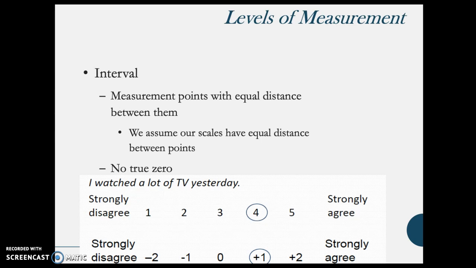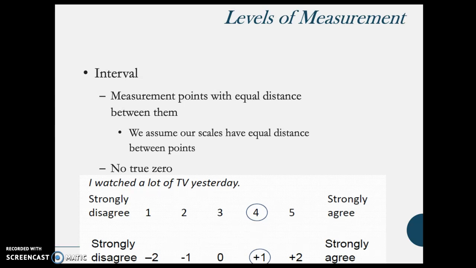If I rated 4 and another person, let's say Sarah, rated herself as a 3, neither agree nor disagree, and another person, Sam, rated himself as 2, I will assume the difference between Sam, who rated as a 2, and Sarah, who rated herself as a 3, is the same as between Sarah and me, 3 and 4. We assume the distances are equal between the numbers. So the number really means something.